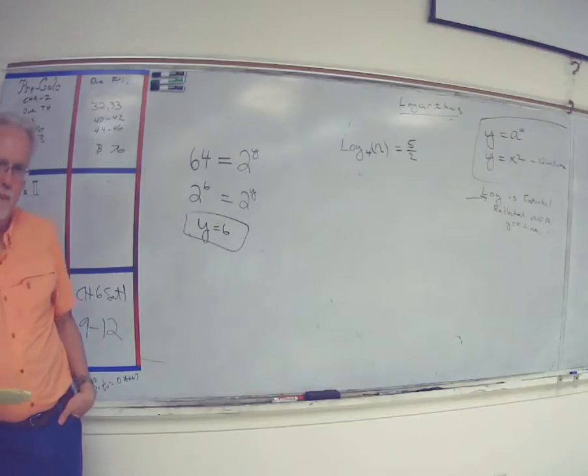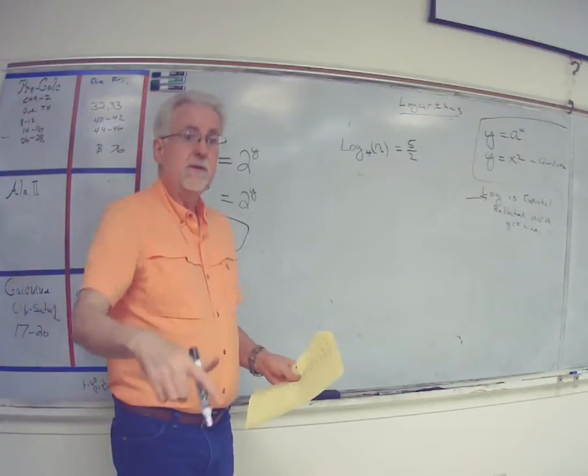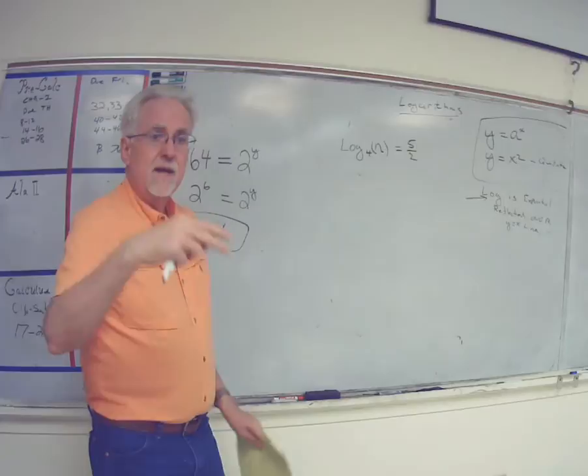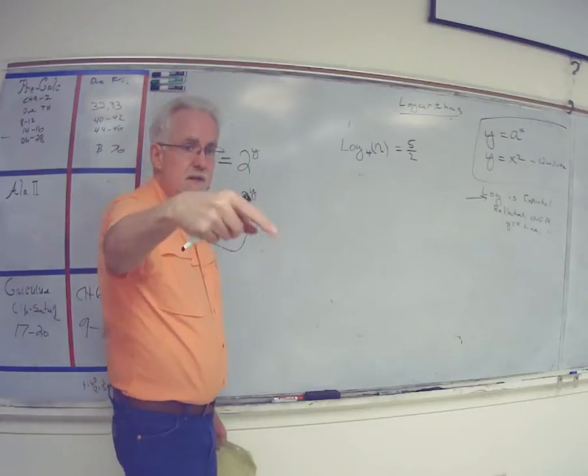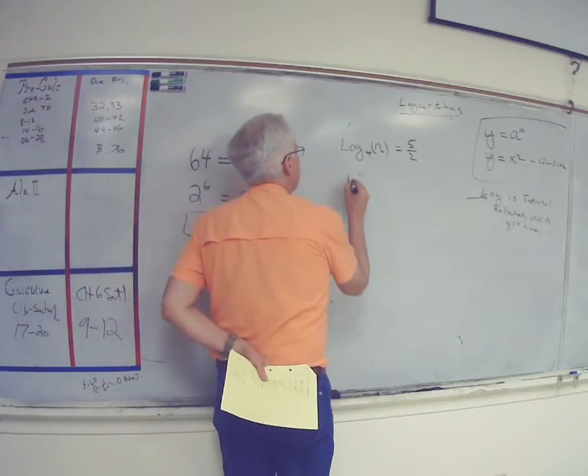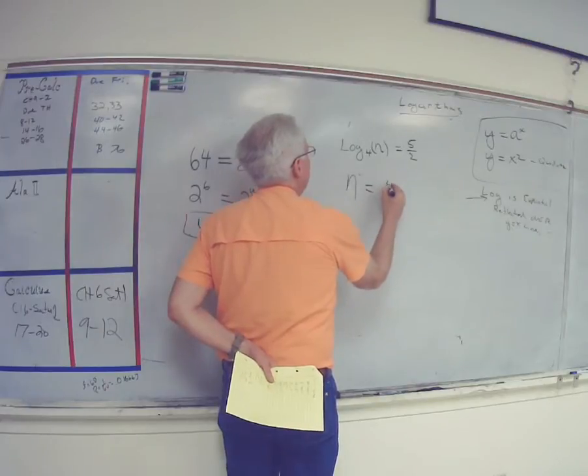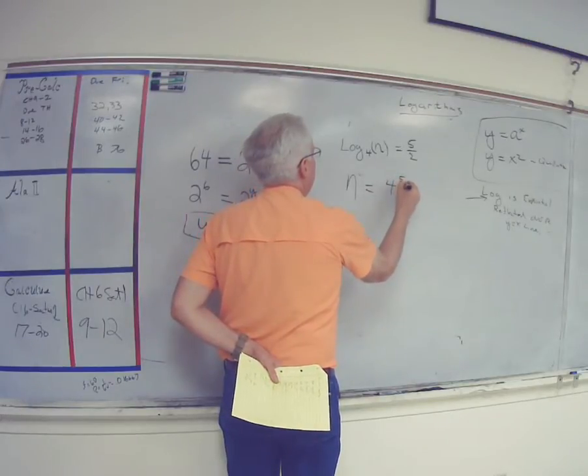Setting n equal to 4 to the 5. You're going to put it in exponential form, right? So you gave me the right answer, but what you were doing, I want everyone to understand, is putting it in exponential form. So n is equal to what? 4 to the 5 halves.